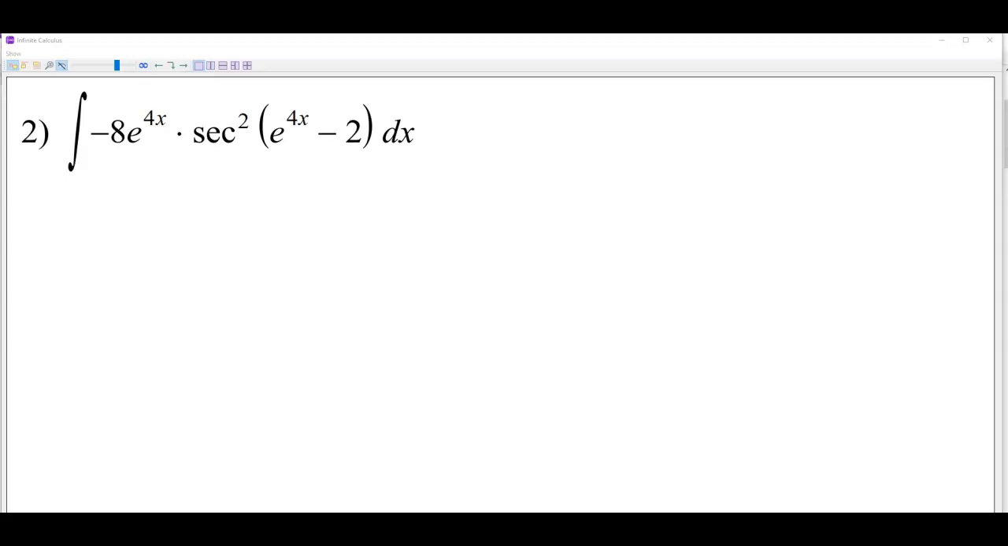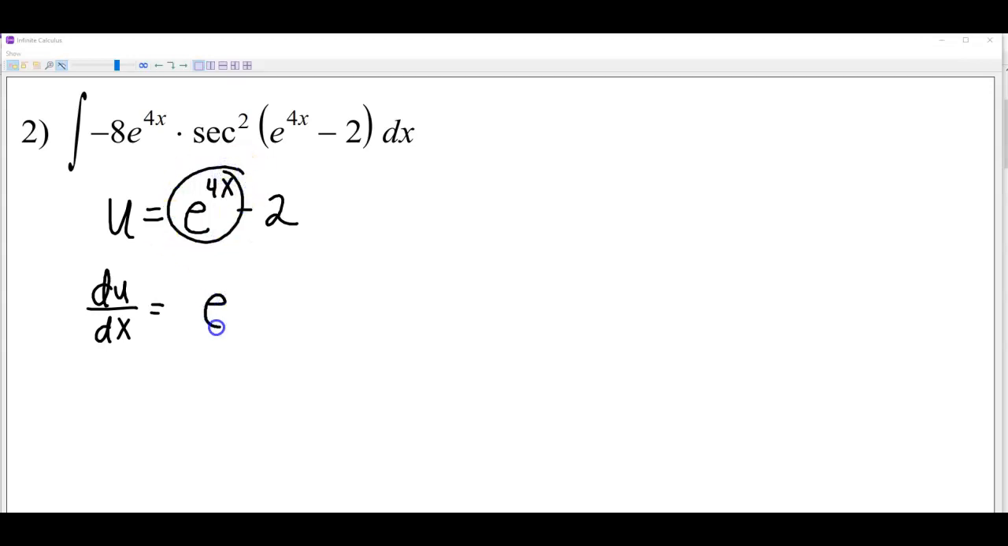So, for number 2, we're going to be starting off with doing integration of trig functions. And a lot of times, these are going to be u substitution problems. And the u is going to be the part that is inside of the parentheses. So, let's take the derivative here. And take the derivative of e to the 4x. You just get e to the 4x.